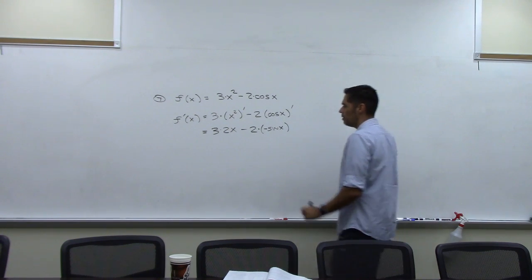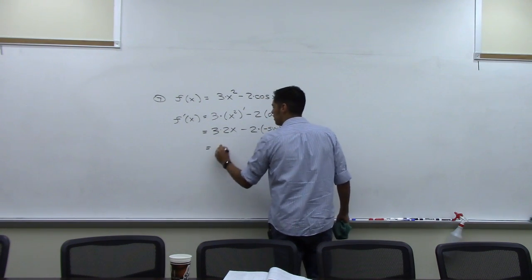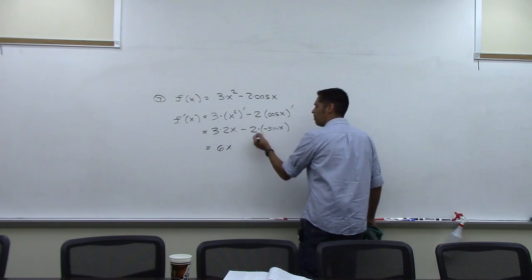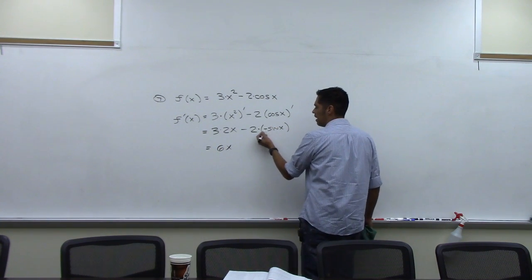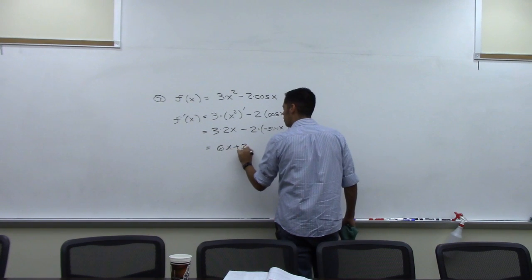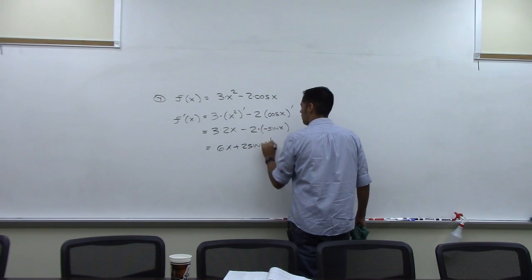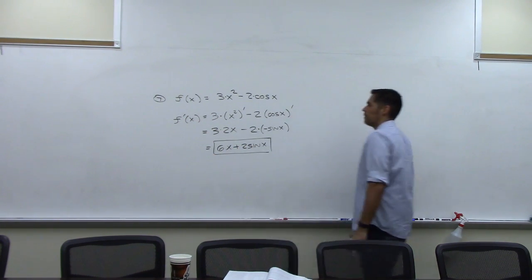And now we can clean up a little bit. We have 3 times 2 is 6, so 6x. And then we have a negative 2 times a negative sine x. Negative times negative is positive, so I'll put plus 2 sine x. That's it.